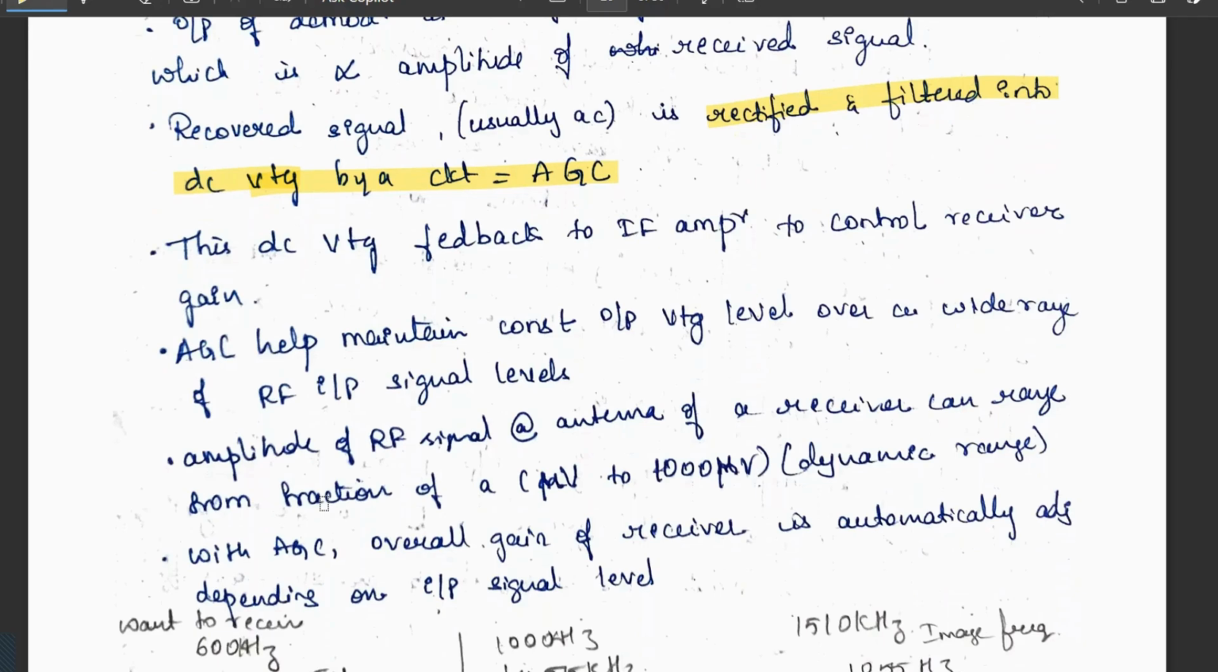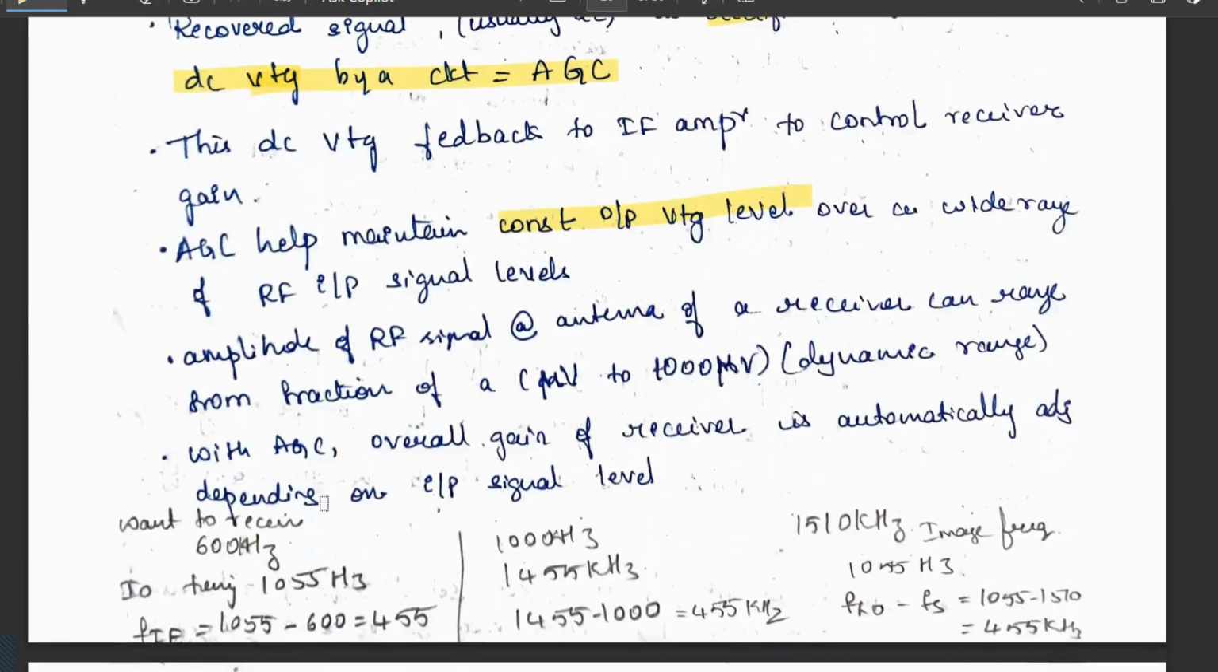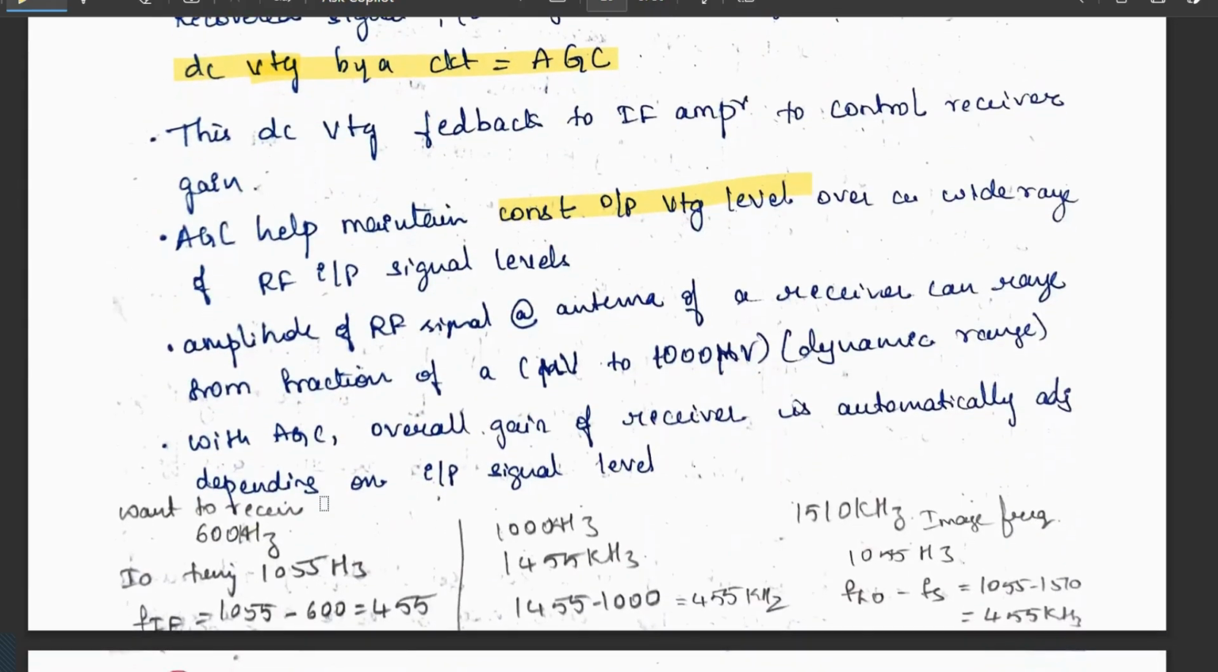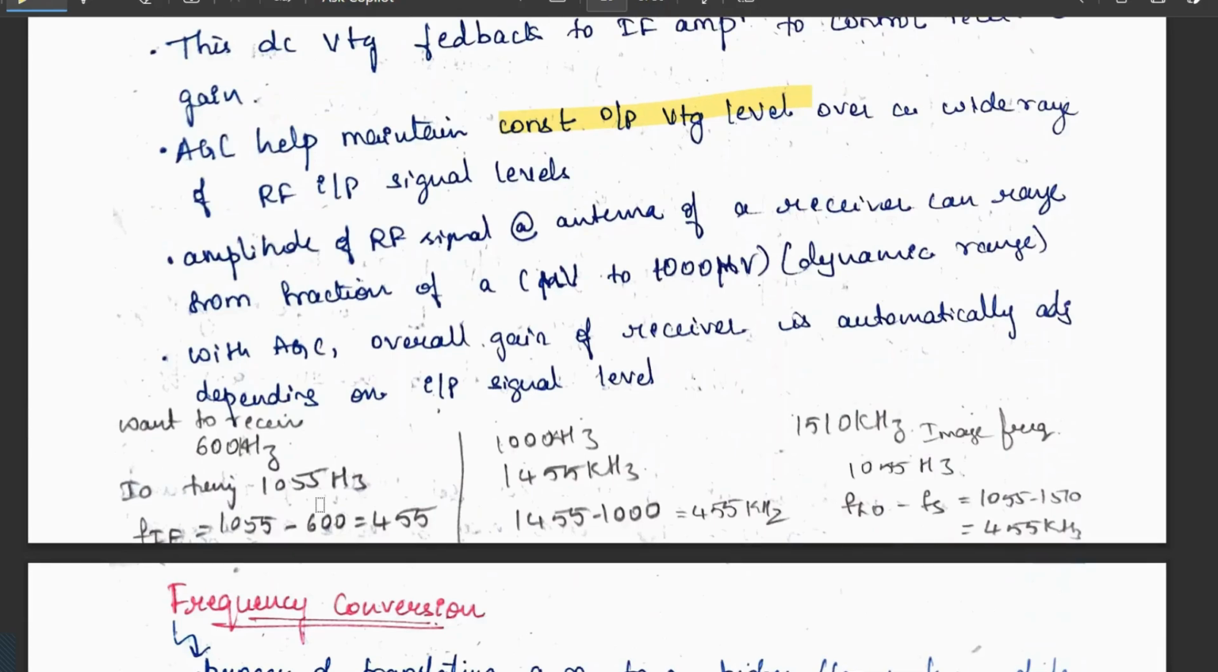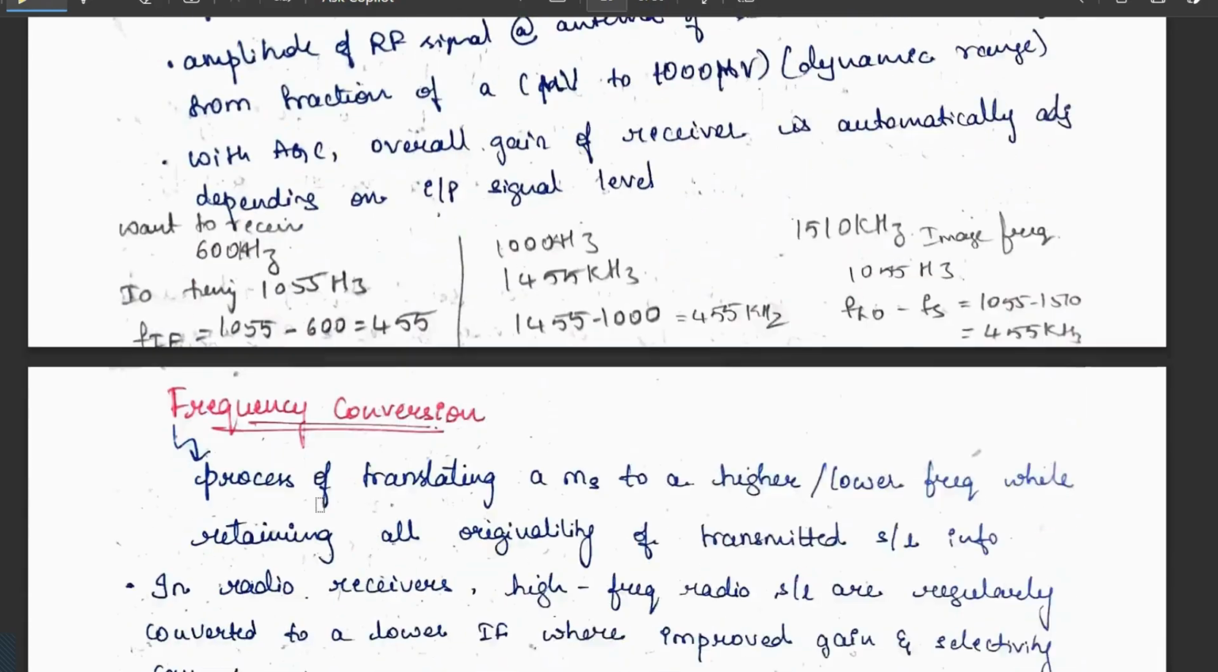Now AGC helps to maintain a constant output voltage level over a wide range of RF input levels. The amplitude of the RF signal at the antenna of a receiver can have a very large dynamic range. With the AGC, the overall gain of the receiver is automatically adjusted depending on the input signal level.